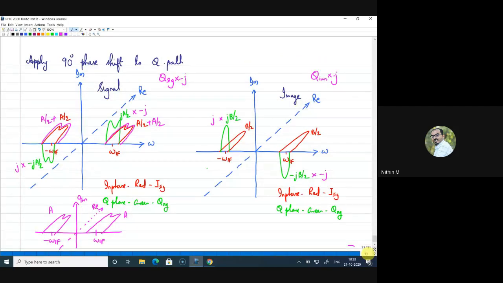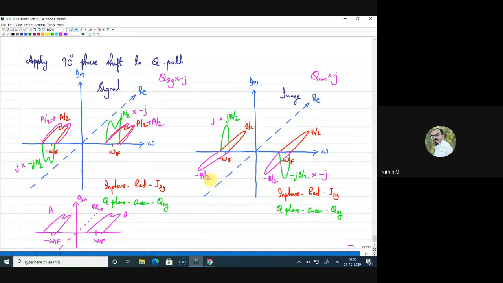Right. So similarly, when I perform this operation on the image, you can see what you have is with green color. When I multiply that using minus j, minus is plus, j square is again minus. So what I will get is a component here with an amplitude minus b by 2. Similarly, on this side it is j into j minus, it is minus b by 2. Now, after performing this operation, it is clear that the signal components got added up and you have the resultant signal as A at omega IF.